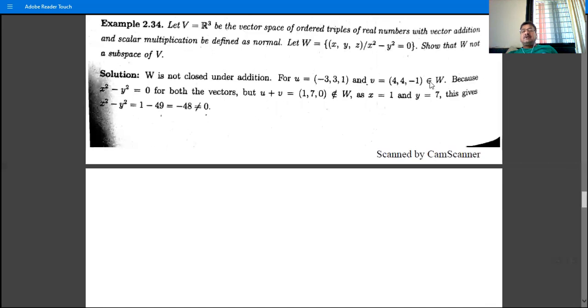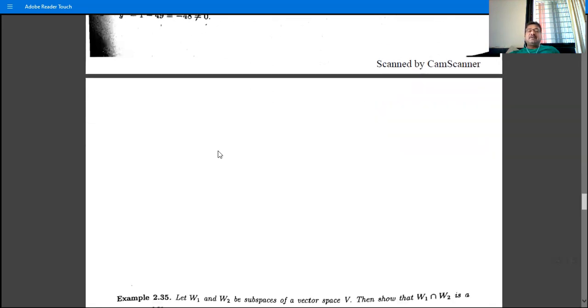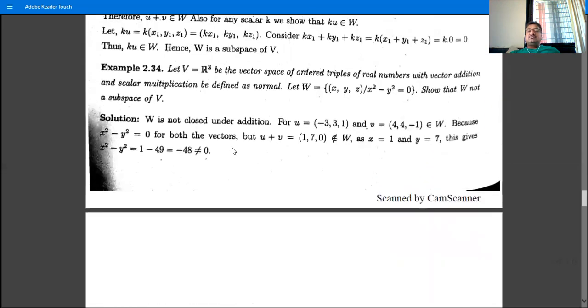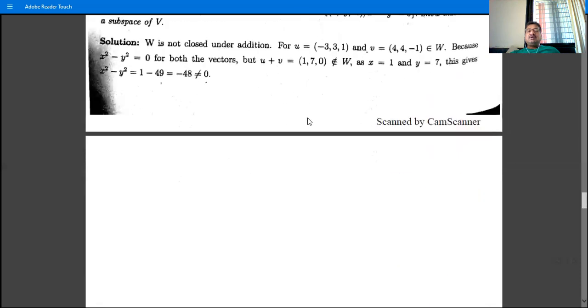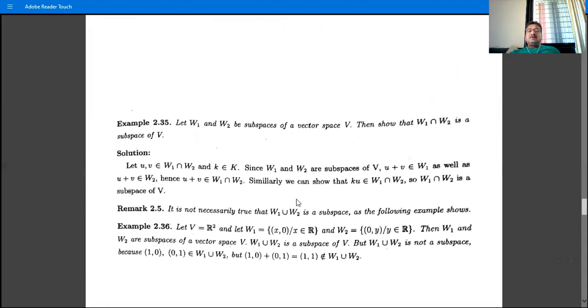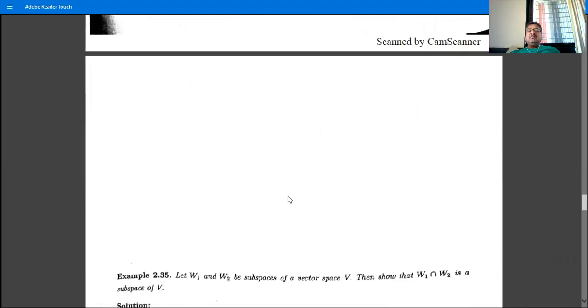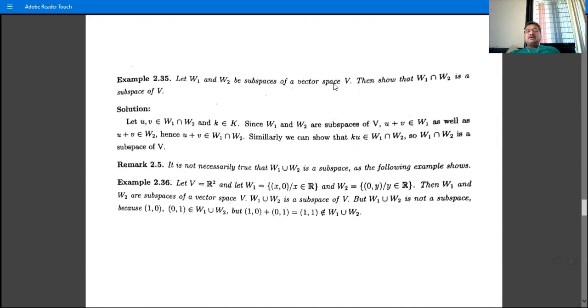So these are two elements of W, but their addition does not belong to W, because their addition is (1, 7, 0), and this is not an element of W because 1 square minus 7 square is not equal to 0. It is equal to minus 48. So W is not closed for addition in this example 2.34, and therefore W is not a subspace of R3. Okay. Next, W1 and W2 are subspaces of V.